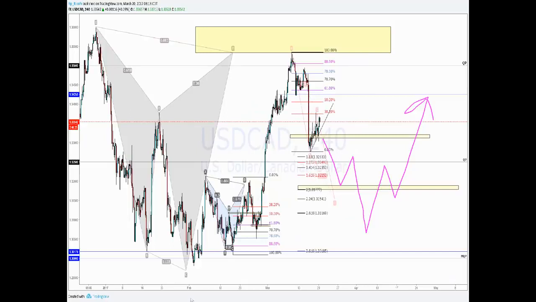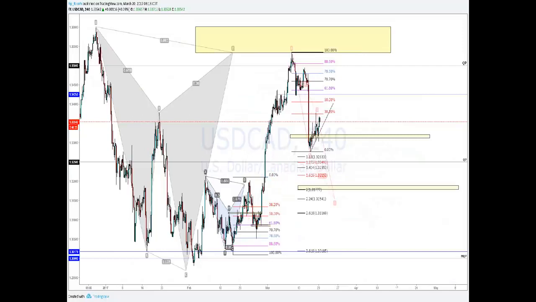Whoops, let me erase my drawings. So what happened, guys? This is the same chart. You see the bat right here? This is the bat we're looking at on the previous screenshot. What happened afterwards? You see that head and shoulders right there? Head and shoulders. And we took off to the upside.